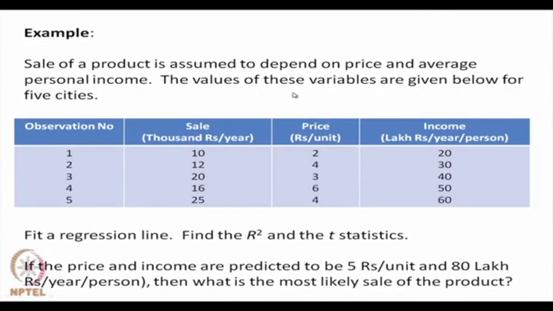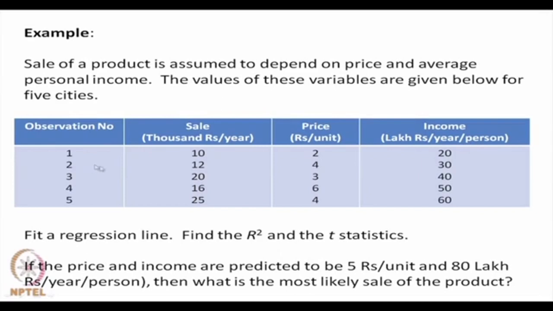Here is the example. Sale of a product is assumed to depend on price and average personal income. The values of these variables are given below for 5 cities. That is, 5 observations are made in different cities. City 1, the sale was 10,000 rupees per year, where the price of the product sold there was only 2 rupees per unit, whereas the average personal income in that city was 20 lakh rupees per year per person.